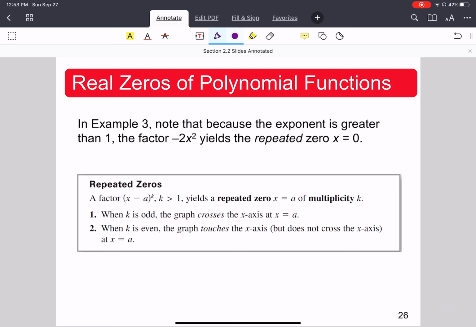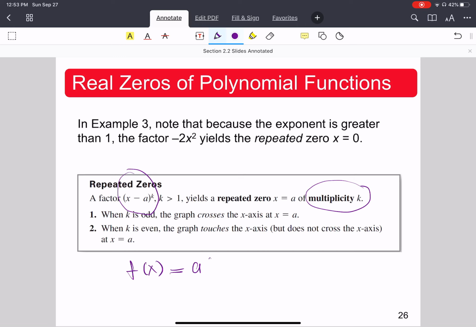Sometimes we have this idea called repeated zeros. If a function has (x minus a) raised to the power k, where k yields a repeated zero x equals a of multiplicity k. So if k is odd, then the graph crosses the x-axis. When k is even, then the graph touches the x-axis.